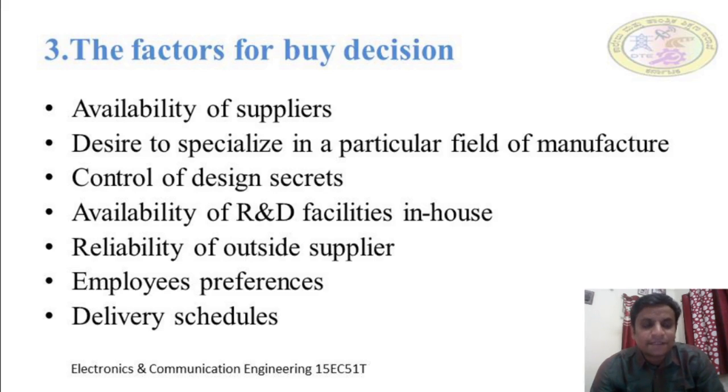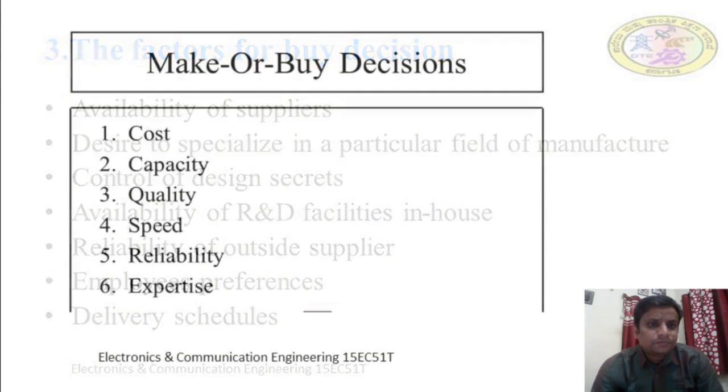And next factor is employees' preferences. Employees, what they will say. Buying decision is very important or manufacture ourselves. That also decides one of the factors for a buying decision. Next factor is delivery schedules. Delivery schedules in time, whether we need to deliver our product to the customers, whatever the requirements we have got from the customers, whether we are capable of delivering the product to the customers in time, whether it is possible or not, that we need to remember.